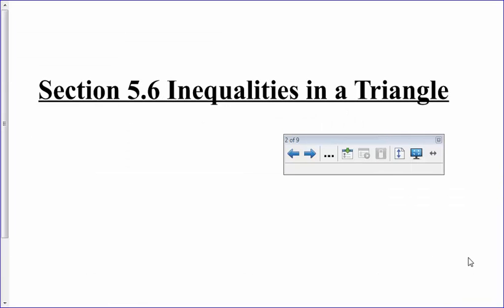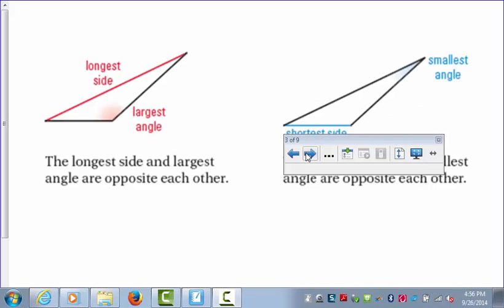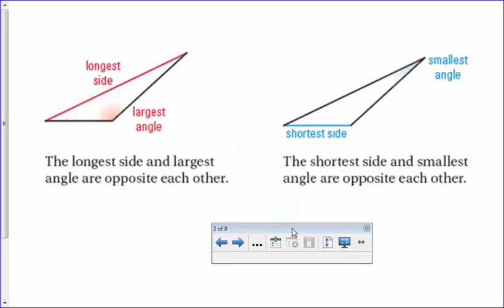So today we're going to jump to section 5.6, which is inequalities in a triangle. We combine this in our chapter 4 topic because of the triangle aspect. There are 3 major topics that we're going to cover today, and the SOL loves all 3 of these topics. So here's the first one.